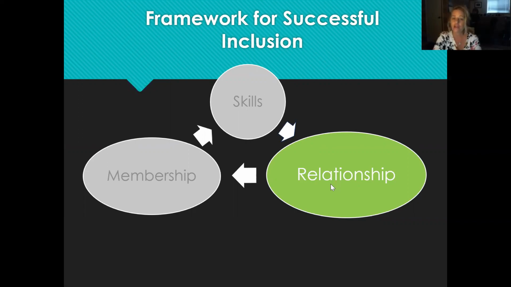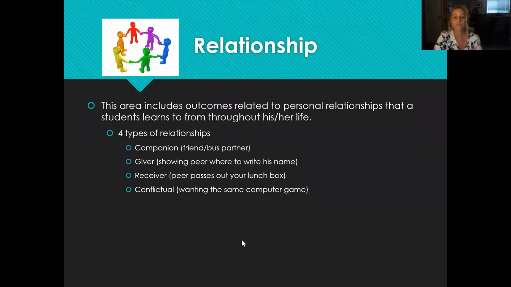Again, another framework for successful inclusion is giving, and you don't see this as being hierarchical, you see this as being cyclical. So all of these framework pieces fit in together and are constantly joining and combining to make successful inclusion opportunities for students. So you have relationship as your next framework. So this area includes outcomes related to personal relationships that a student learns throughout his or her life.